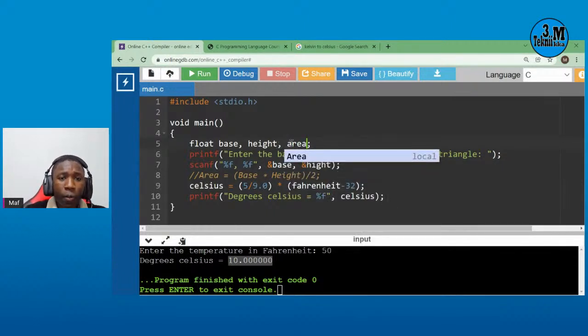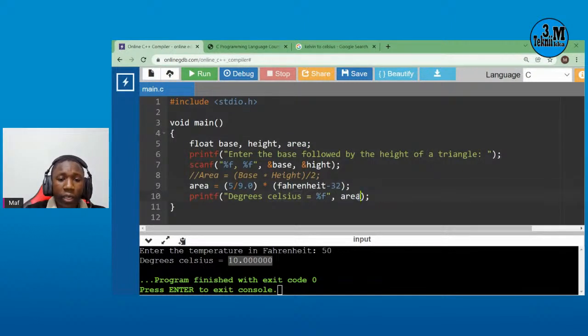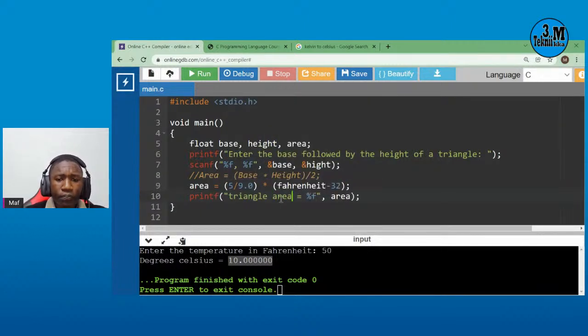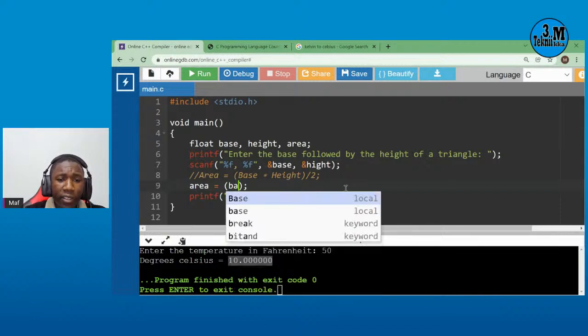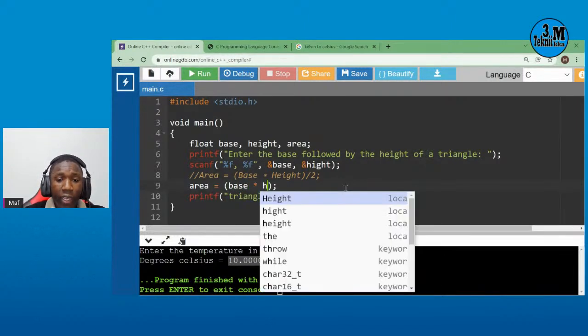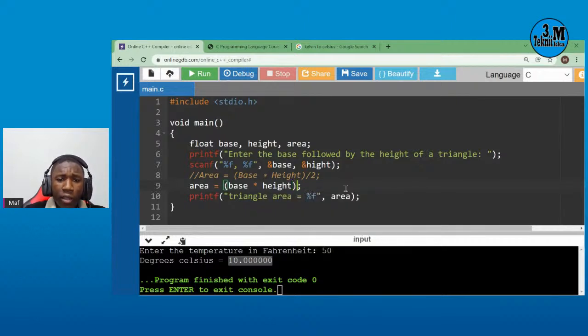So let's say area. And this is not the temperature anymore. This is the area we're calculating. Triangle area. And the triangle area is going to be calculated using that formula, which is the base of the triangle multiplied by height, divided by 2. This is the area of a triangle. So I think that's fine now.